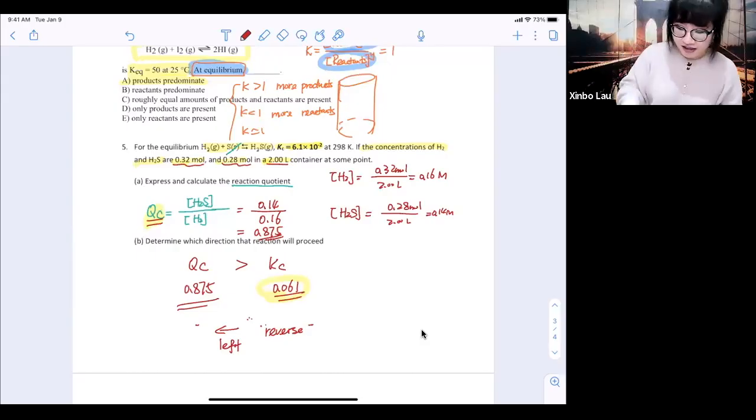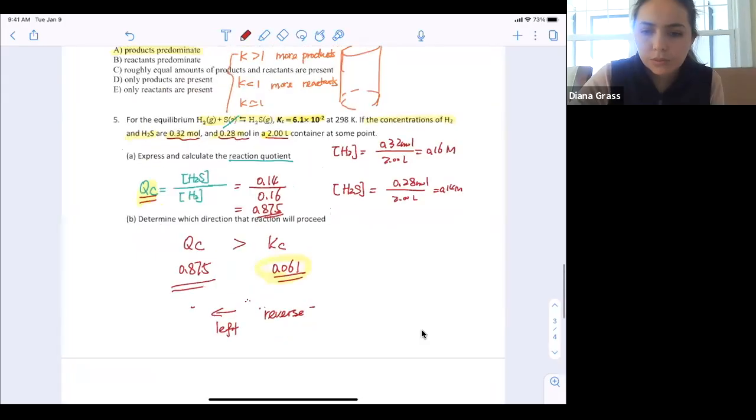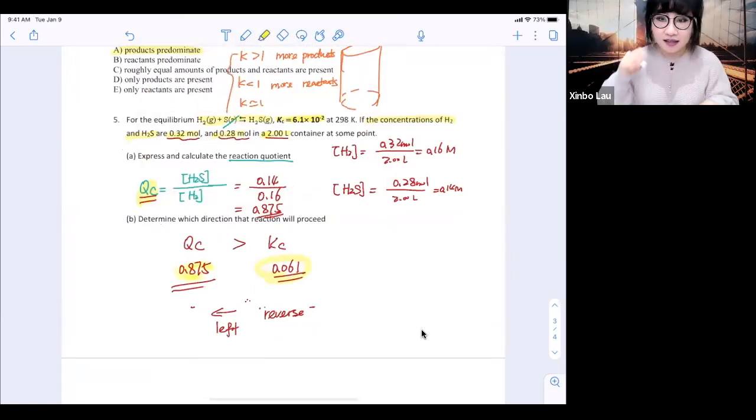Why is it going to the left? When Qc is bigger than Kc, the reaction has to go the reverse way because it already passed the equilibrium. So you actually have more of the products, and then that's now the equilibrium. Now everyone's happy in a way, if you want to think about it. So it has to go the reverse way.